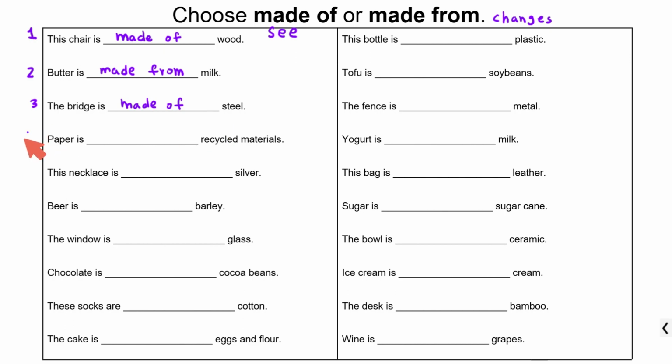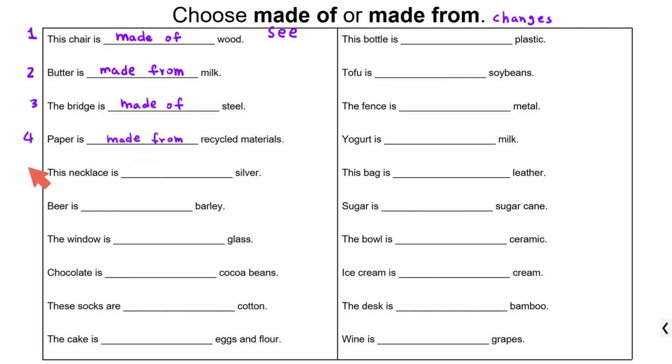Now let's move on to number four. Paper is blank space recycled materials. Well, the recycled materials change to paper, so we cannot see it originally, so this should be made from. So we can go ahead and write this answer.